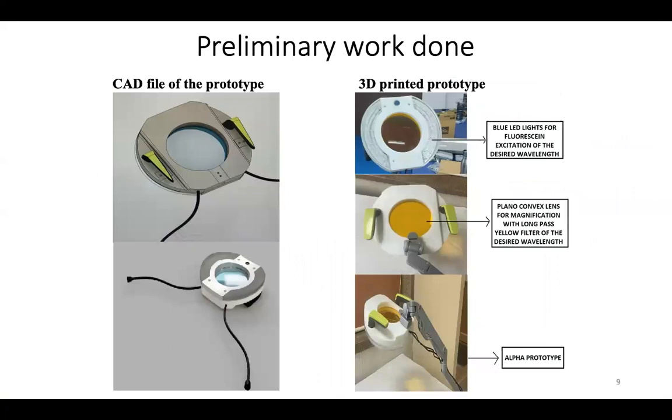In this slide, the picture to the left shows the CAD file of the prototype and the picture to the right shows the 3D printed alpha prototype. In the picture of the alpha prototype, we have labeled the important components of the device, which include the blue LED lights of the desired wavelength for fluorescein excitation and the plano-convex lens for magnification with the long-pass filter of the desired wavelength.